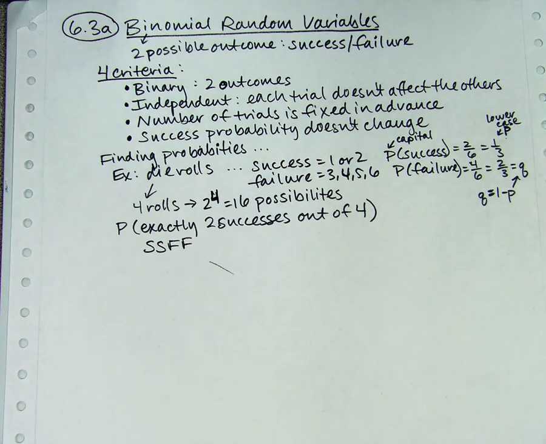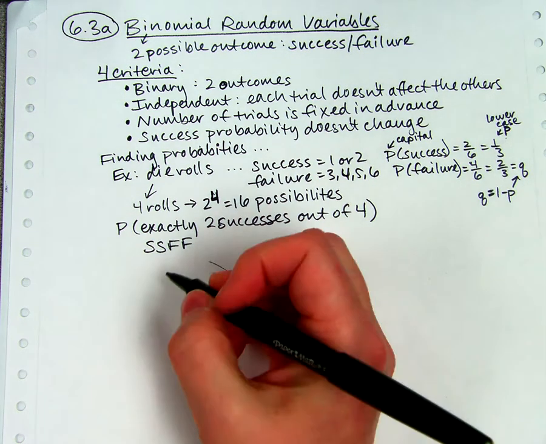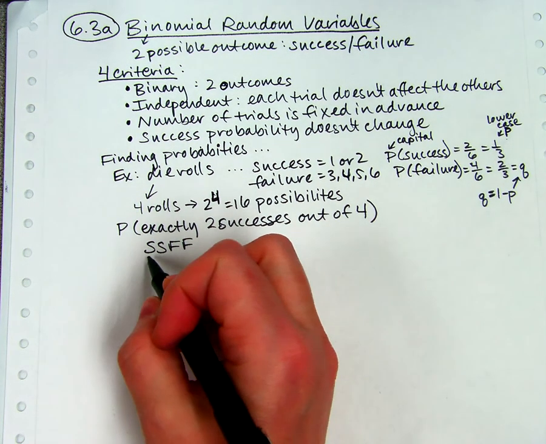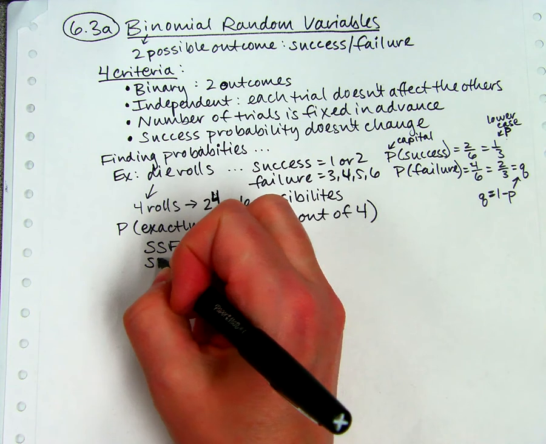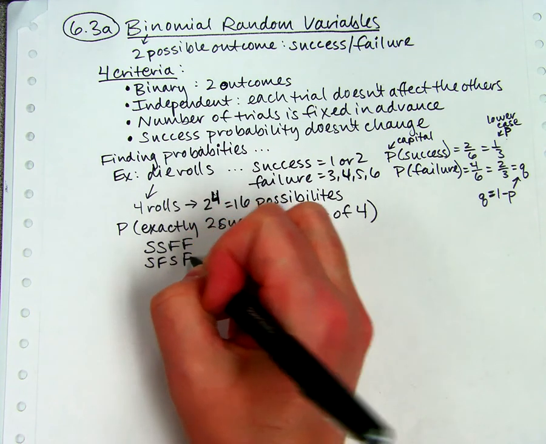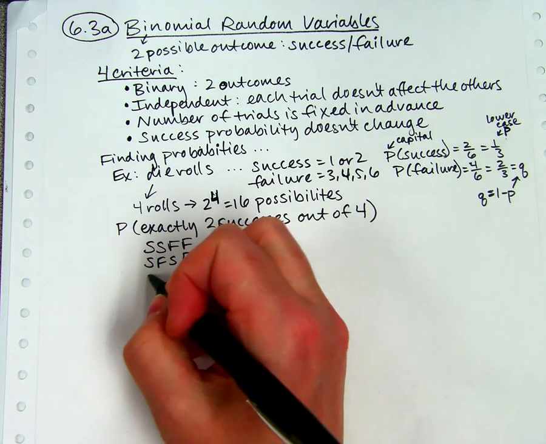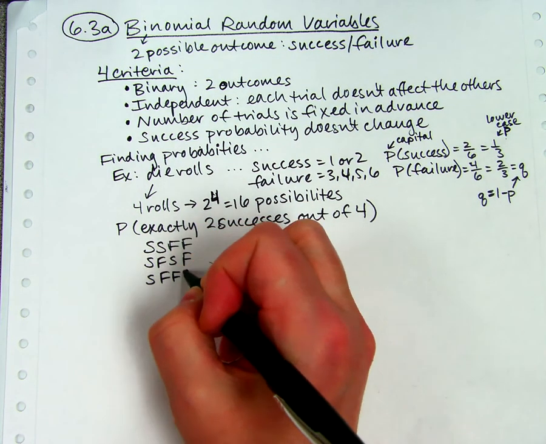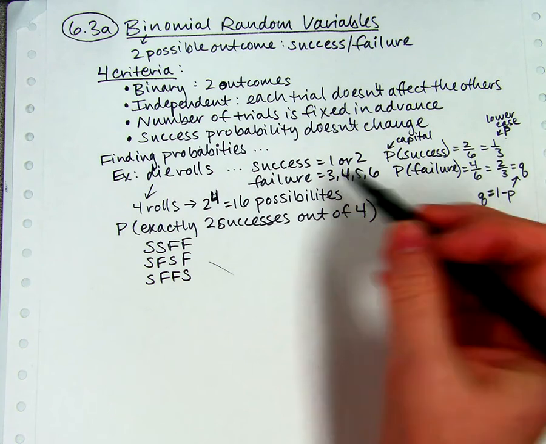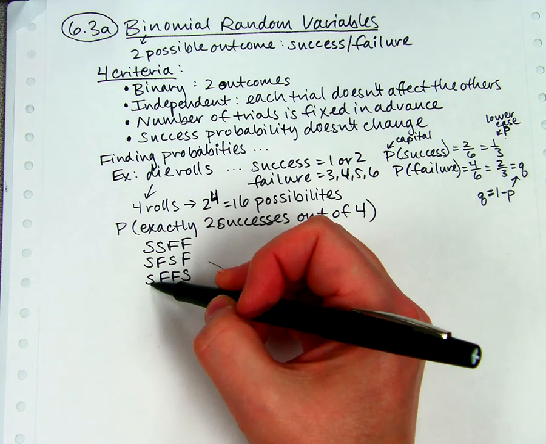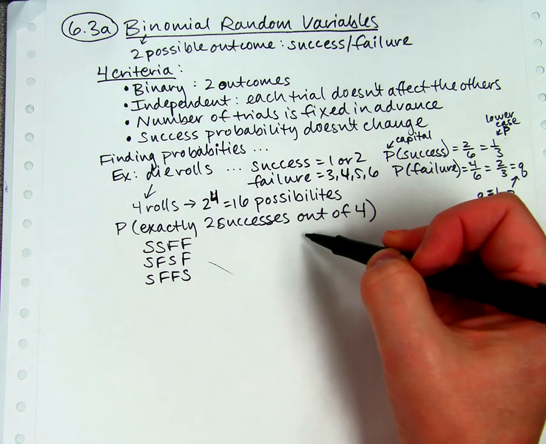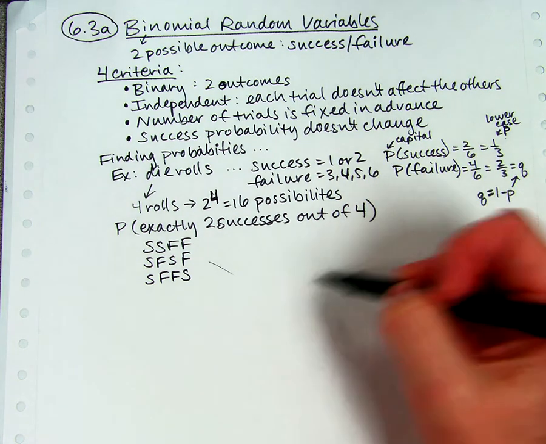If we were in class, I would be having people call out other possibilities to get 2 successes out of 4. I'm going to list them kind of systematically and say I could get success, success, fail, fail. I could get success, failure, success, failure. And I could get success, fail, fail, success. And that is all of the possibilities that have success first. So success first would be 1 branch of my tree.